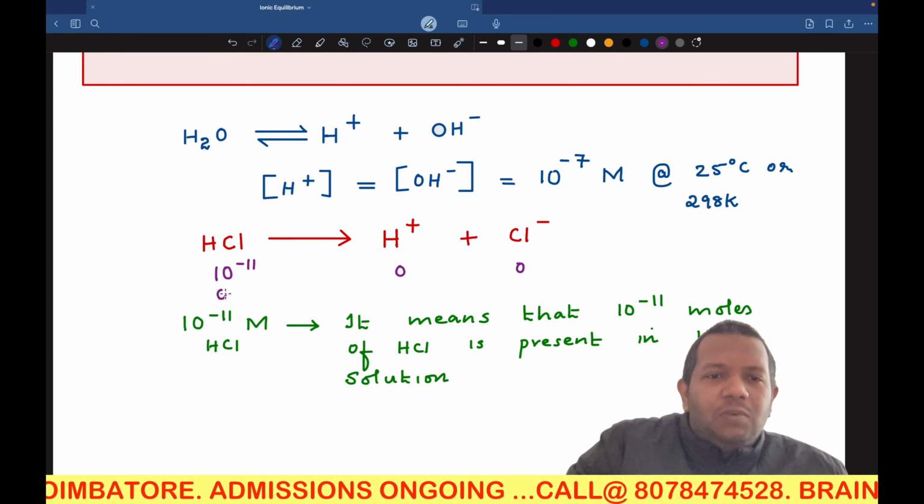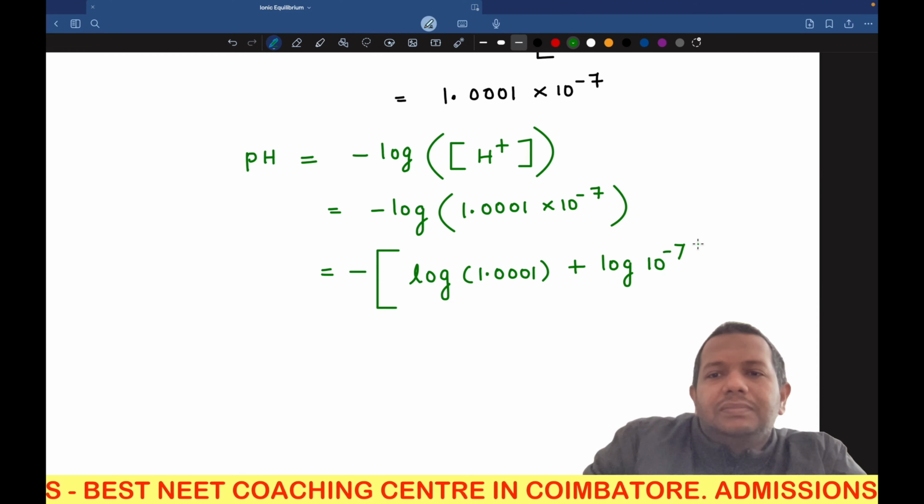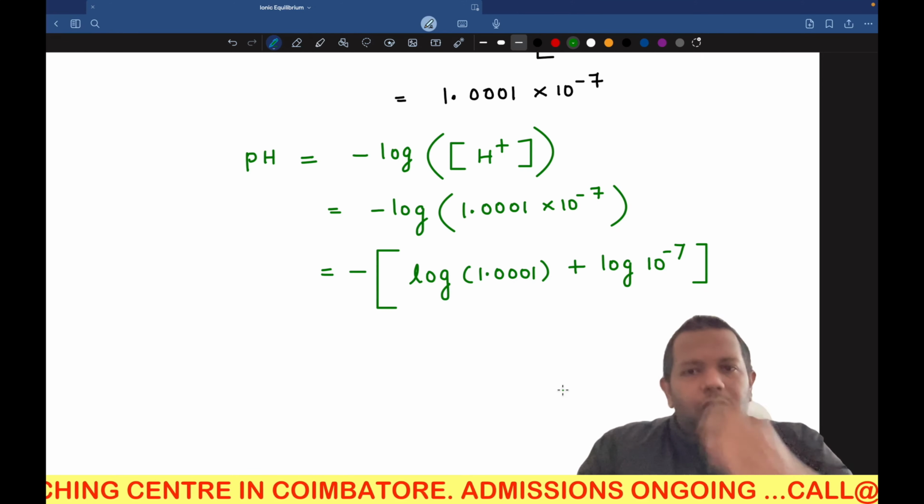So log A into B is what, sir? So we will take minus outside and we will consider this. Okay, what is log AB? Log A plus log B. So I can say log 1.0001 plus log 10 power minus 7. Okay, so this is how you will split it up.